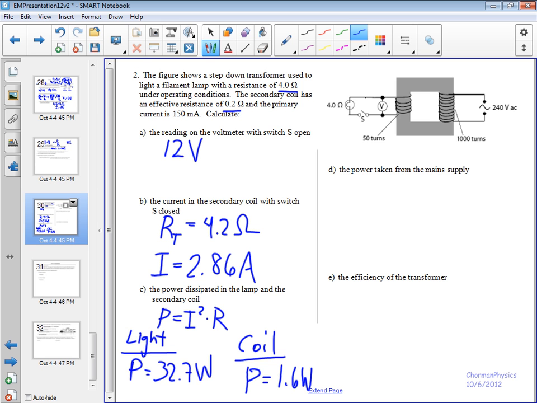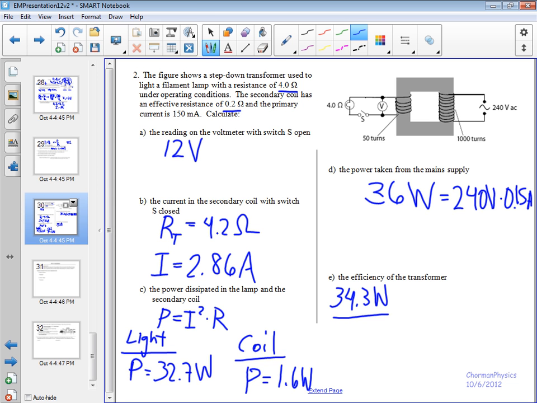So the total power taken from the main supply, if we consider this, is going to be equal to 36 watts. I get that because this is 240 volts times 0.15 amps, 150 milliamps. And the total power used on the other side is 34.3 watts when we add those up. And here we can figure out the efficiency of the transformer as 95%.